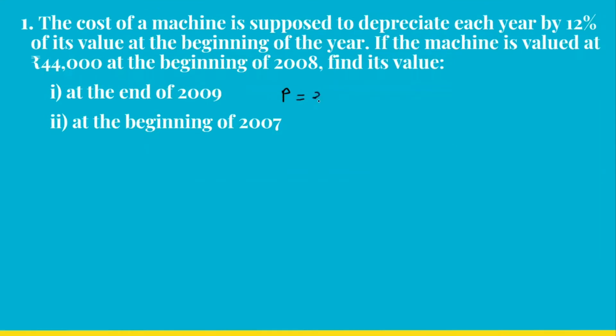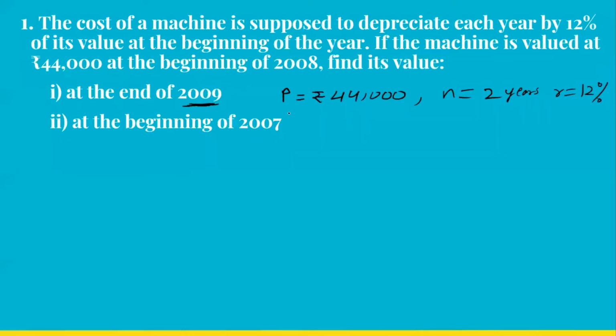So let us take this as P, principal, which is 44,000. And the time is going to be 2009. We have to find at the end of 2009 what is the value. So the number of periods for which the value is being depreciated is 2 years. And the rate of depreciation is 12% per annum.